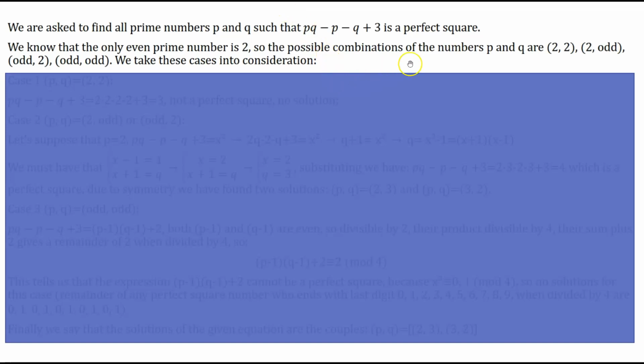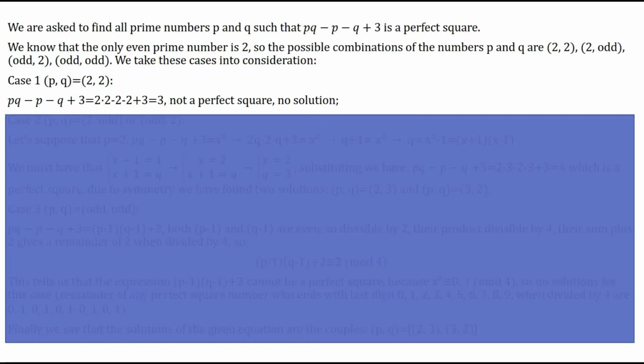We start with the first case where both p and q are equal to 2. So we will have that pq minus p minus q plus 3 is equal to 2 times 2 minus 2 minus 2 plus 3, which is equal to 3, which is not a perfect square. So there is no solution if p and q are both equal to 2. Now, we will take into consideration the case where one of the numbers is 2 and the other is odd.